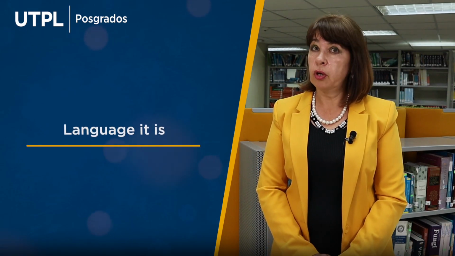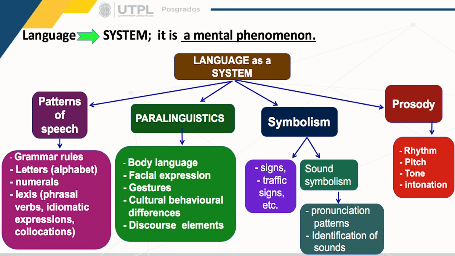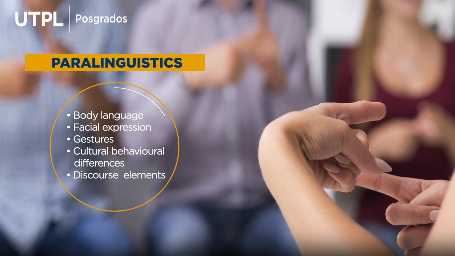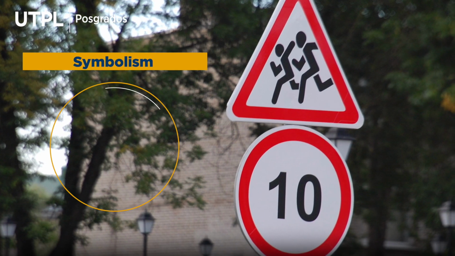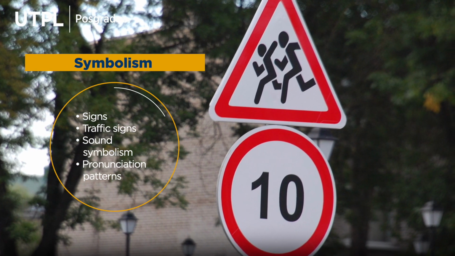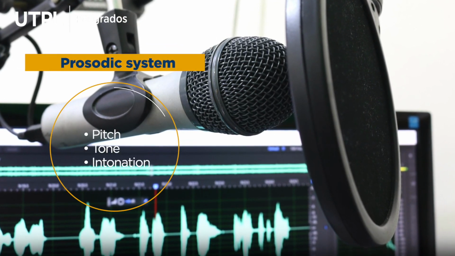Language is a deeply mental phenomenon, and of course it is a system. It is a system because each human world language has its own patterns of speech, such as grammar rules, letters or alphabet, numerals, lexis, phrasal verbs, idiomatic expressions, collocations, and clearly distinctive paralinguistic elements such as body language, facial expressions, gestures, cultural behavioral differences, discourse elements, together with symbolism such as signs, traffic signs, and so on. Sound symbolism is expressed through pronunciation patterns and prosodic systems like pitch, tone, intonation.